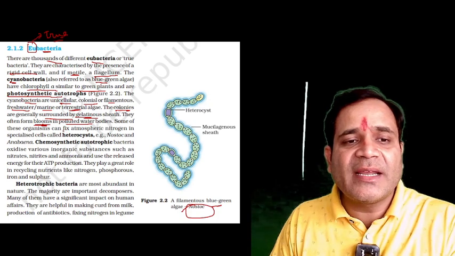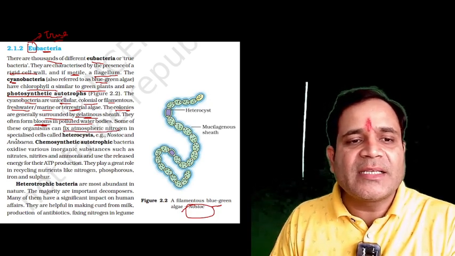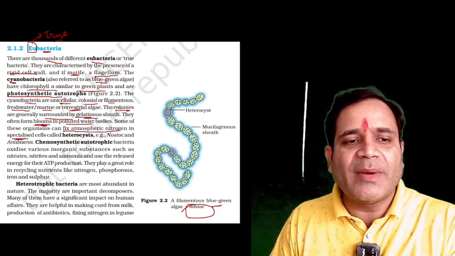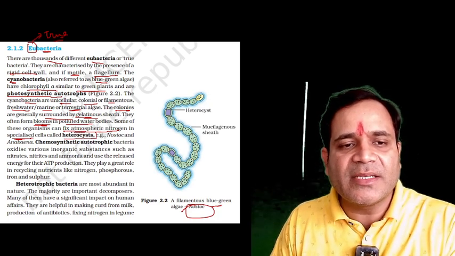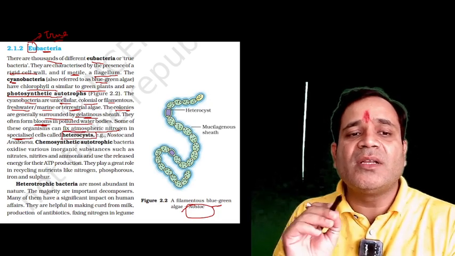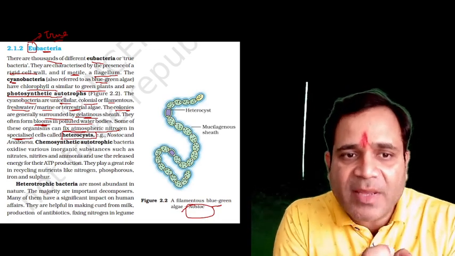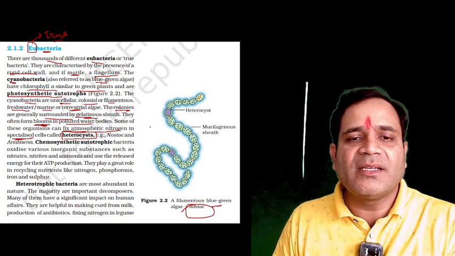Some of these organisms can fix atmospheric nitrogen, correct? This atmospheric nitrogen is fixed by specialized cells. That specialized cell is called the heterocyst. See, this one is very important to know here. The organisms which can fix atmospheric nitrogen do so with some specialized cell, and that specialized cell is known as the heterocyst.